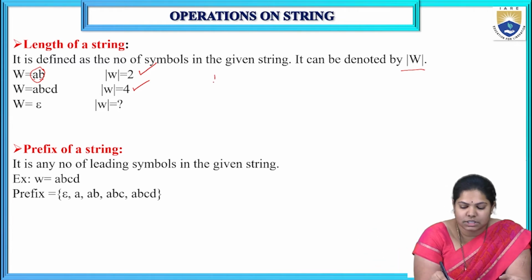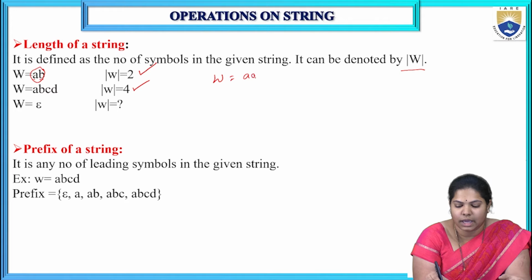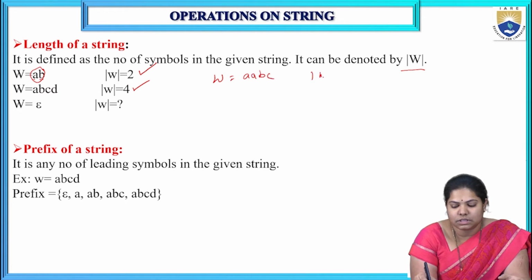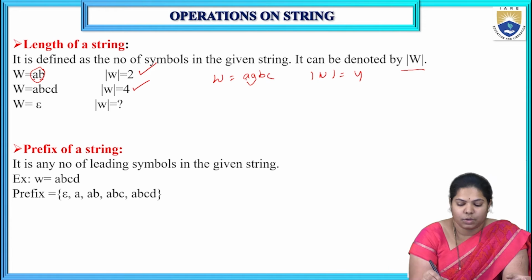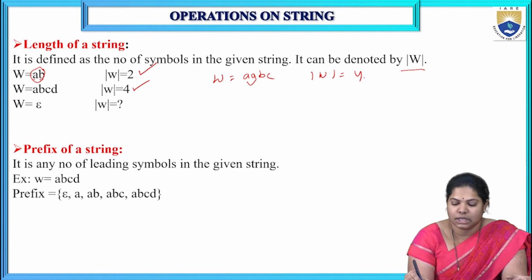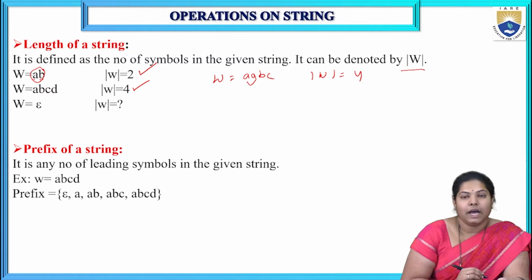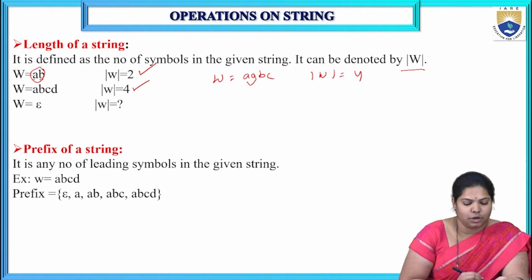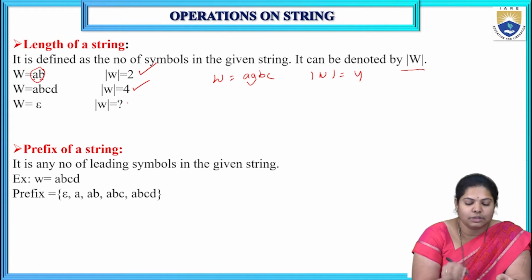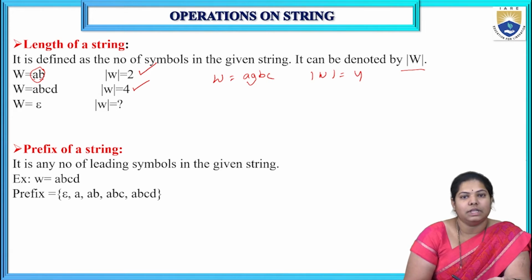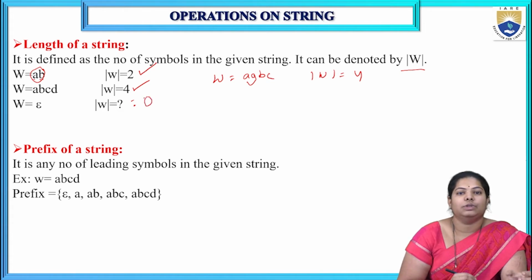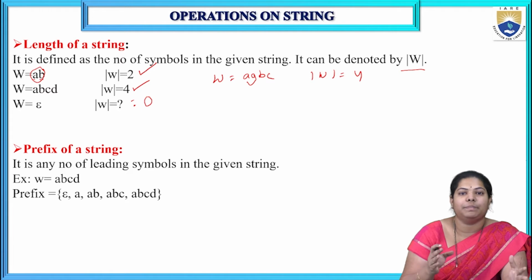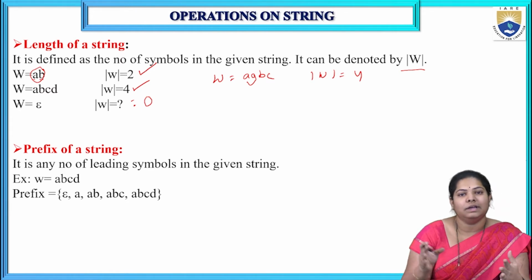If I have a string W equal to AABC, the length of the string is 4. Even though A is repeated twice, we count it twice. So A, A, B, C: the length of the string is 4. As I have told you, when the string is epsilon, the length of the string will be 0, because epsilon is represented as the empty string or null string.